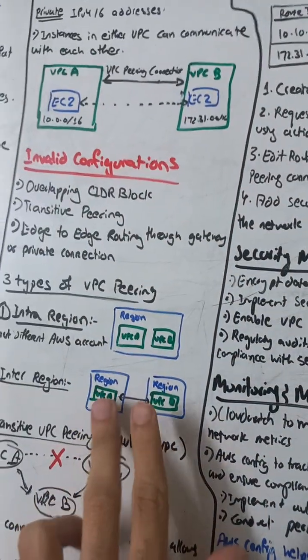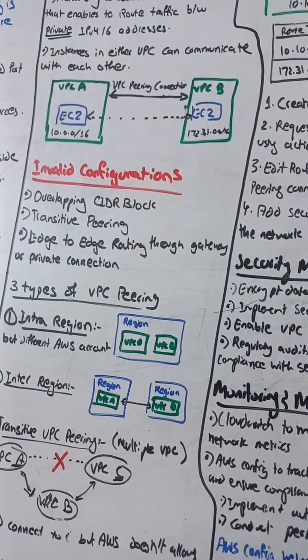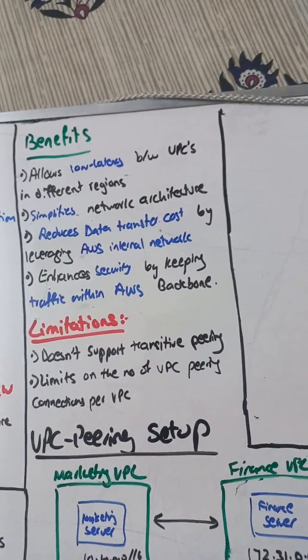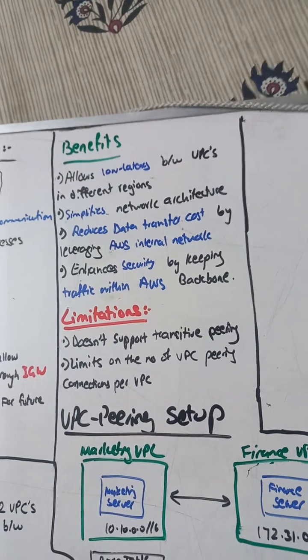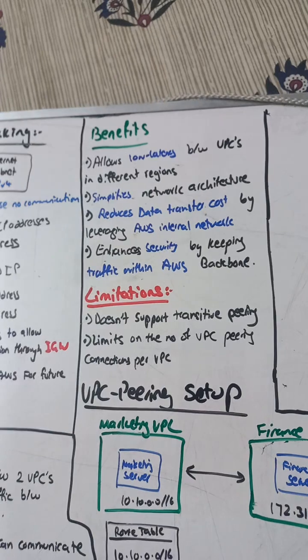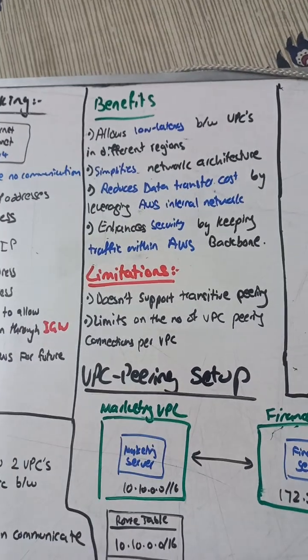So you can do this even in different regions. You can have very low latency. You will have very good security because it's in the same architecture. It's simplifying the architecture. It is reducing the data transfer cost because it's leveraging the AWS internal network.